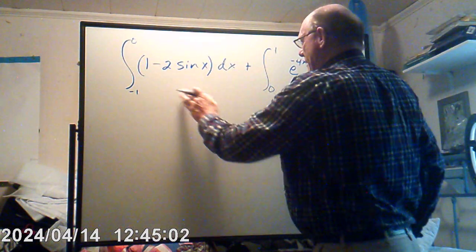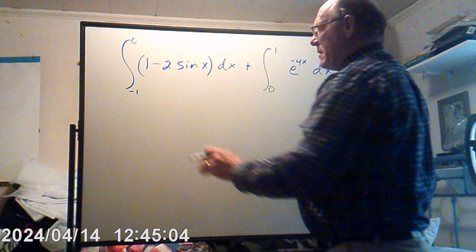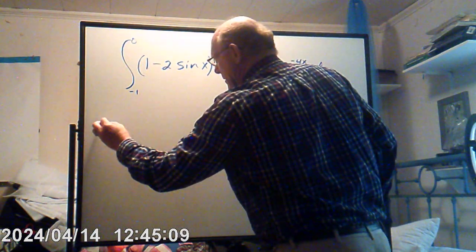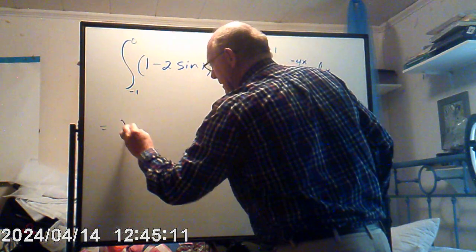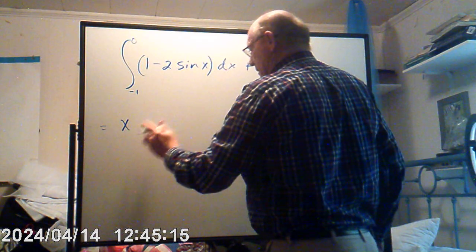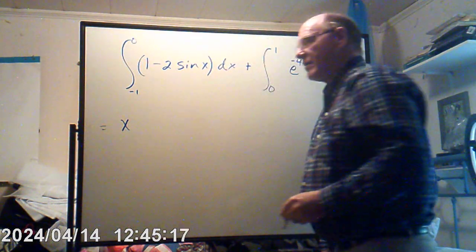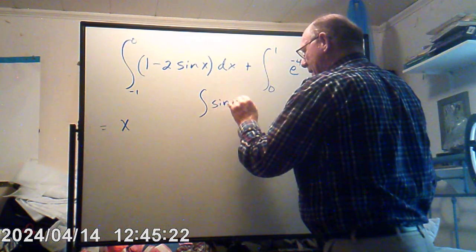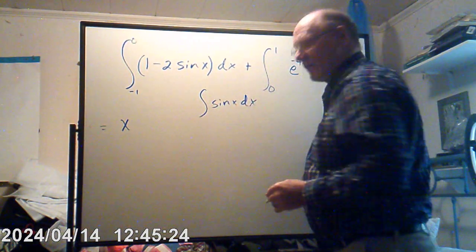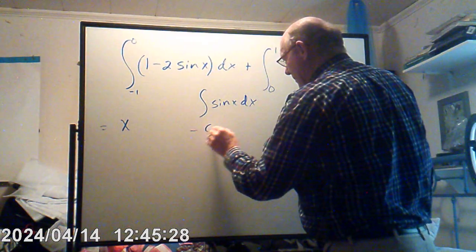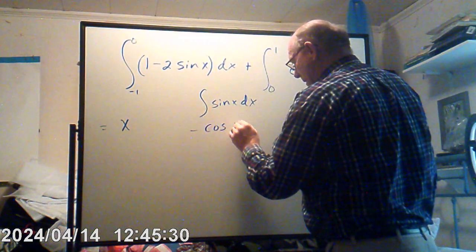Okay, so let's look it up first. The antiderivative of 1 is x, so this equals x, and I'm going to go ahead and do the antiderivative. Let's see, the antiderivative of sine x dx, we gotta memorize stuff like that, don't we, is negative cosine x.